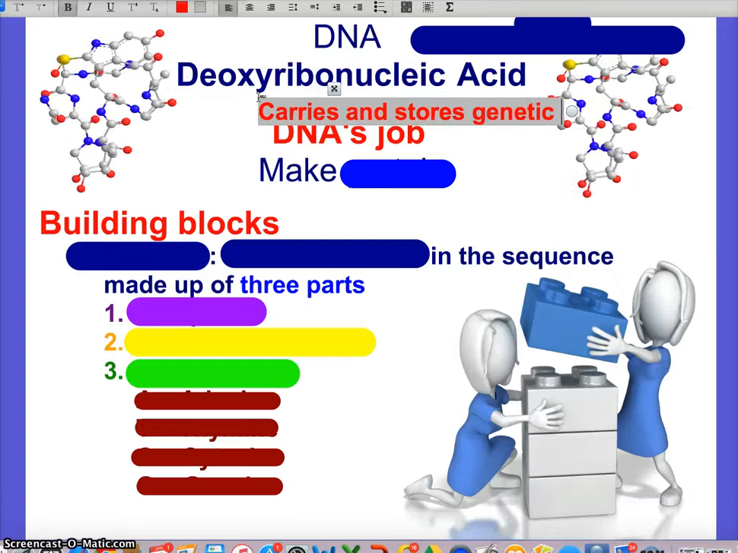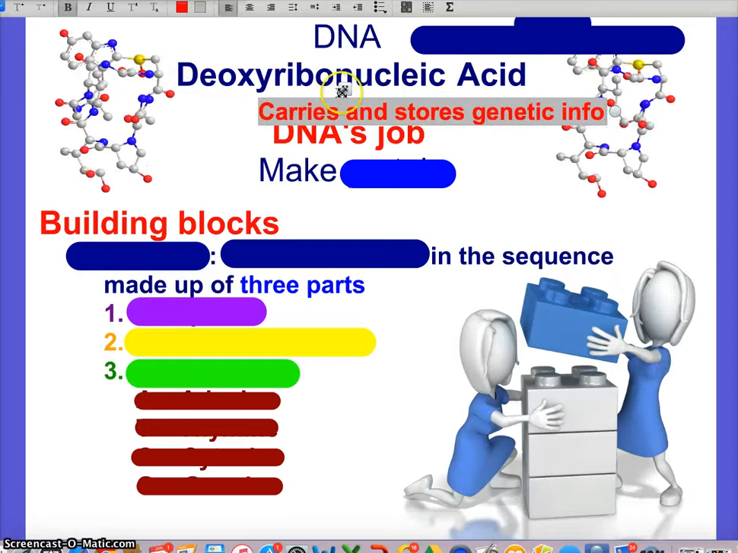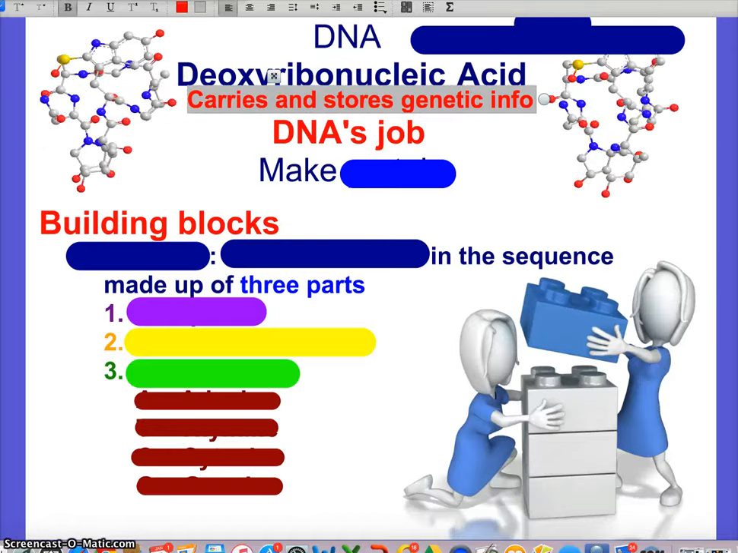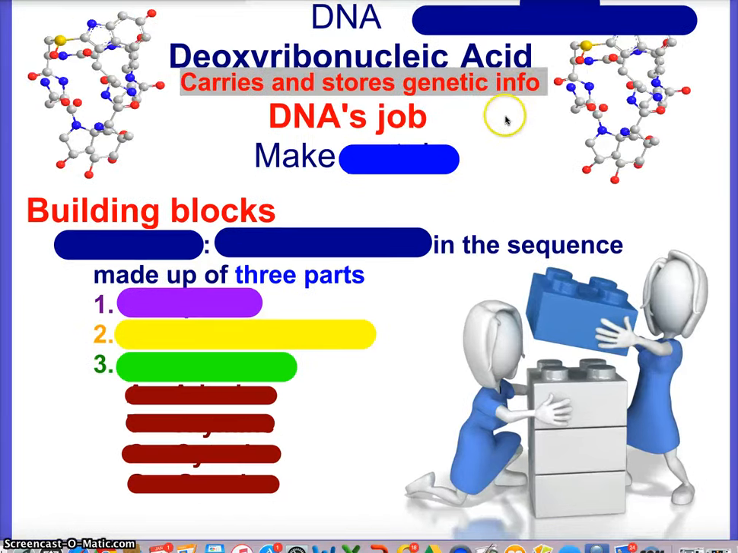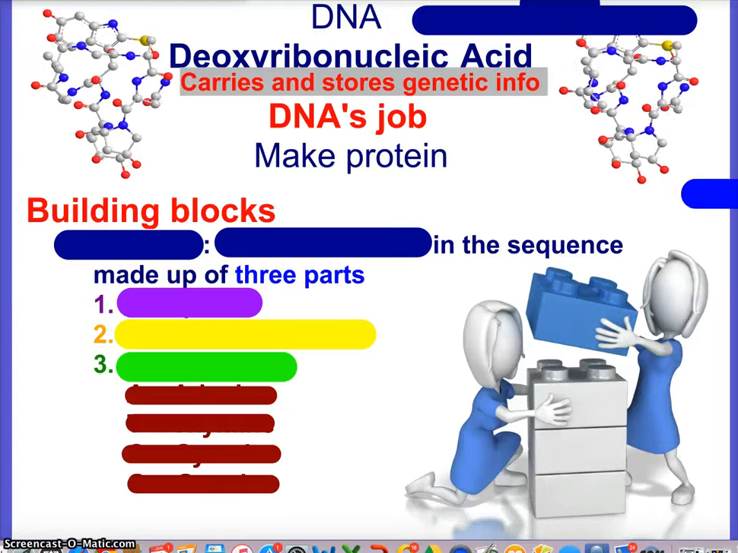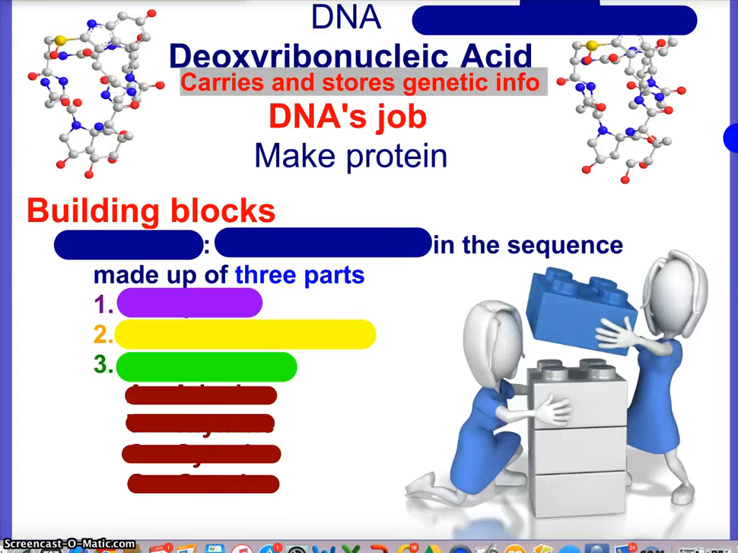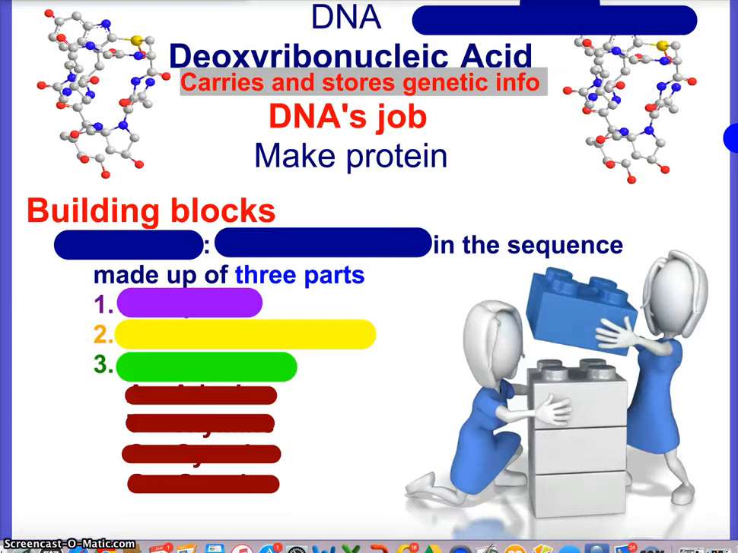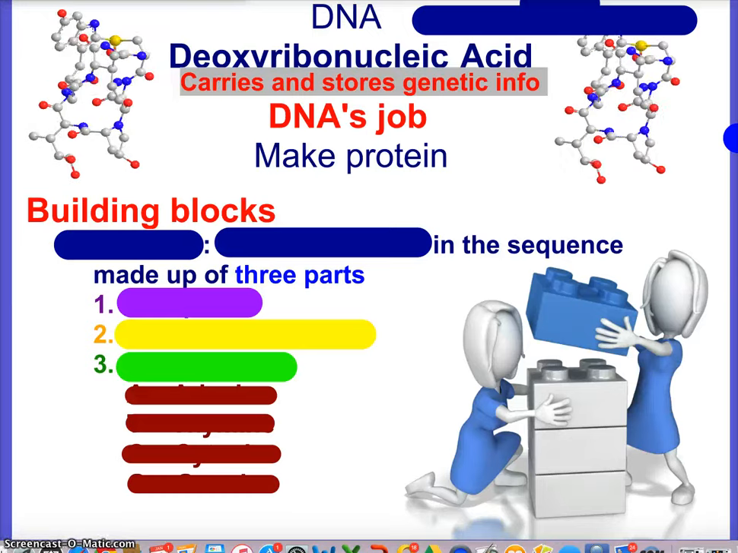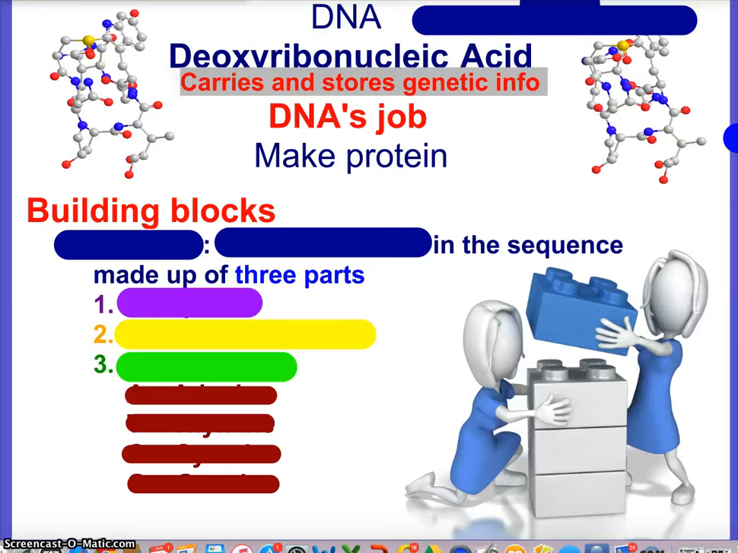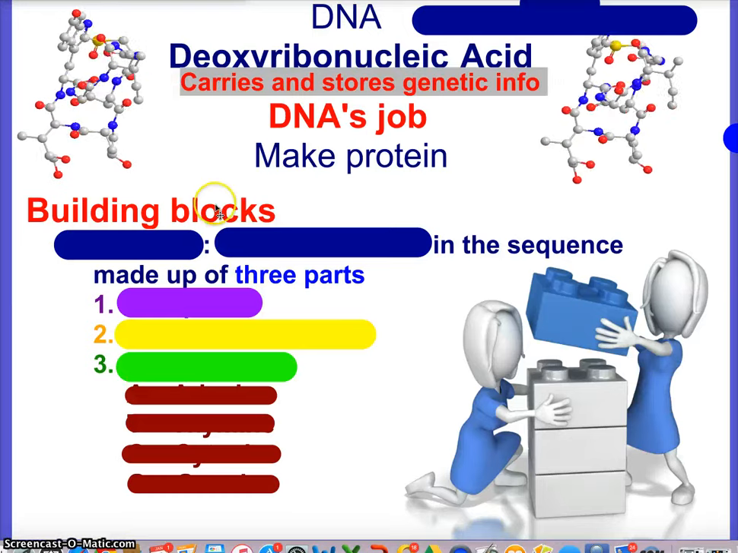What is that information for? The main job of DNA is to make what? Proteins. Remember, what makes ribosomes? Nucleolus. And where's DNA in there? So they're kind of working together, all in the function to make protein, okay?